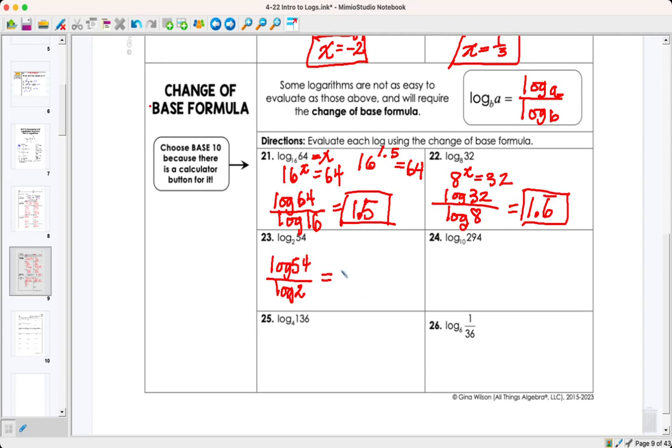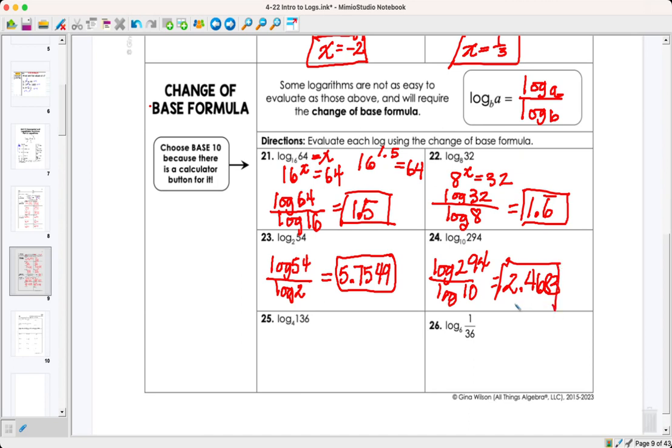For log base 54 of 2, you should have 5.7549. For log of 294 divided by log of 10, you should have 2.4683. The next one, you should have 3.5437. That's 5437. And the last one is -2.